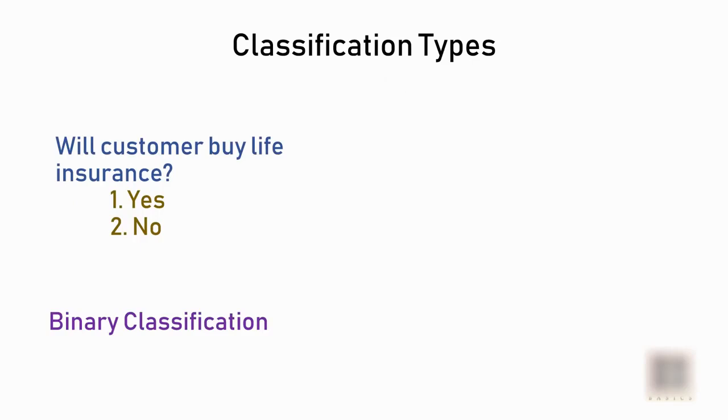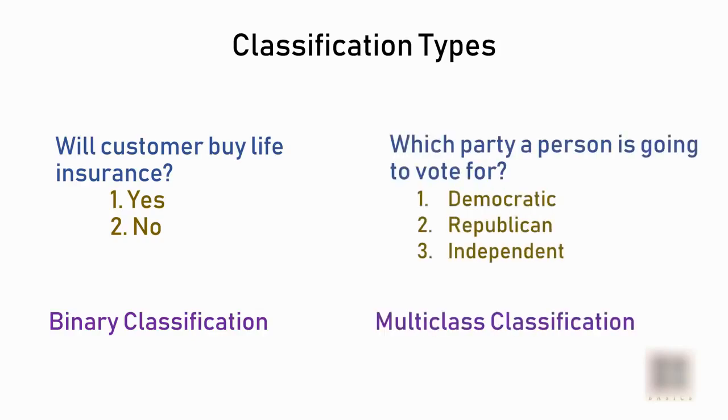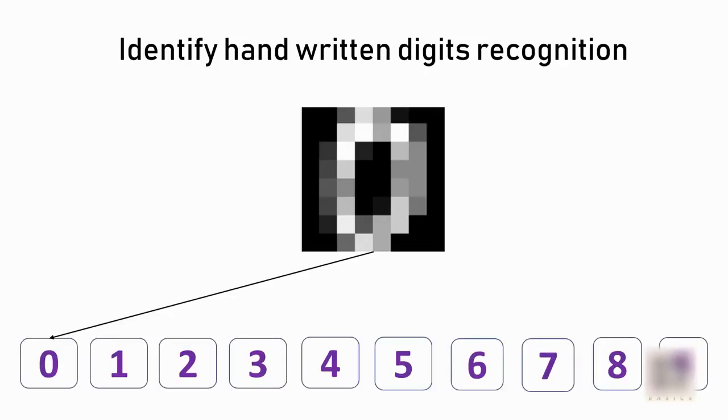classification where the output classes are binary in nature. They are either yes or no. In this one, we are going to discuss multiclass classification. For example, when you're trying to predict which party a person is going to vote for, the possible outcomes are one of these three. The concrete problem that we're going to solve today is to recognize the handwritten digit.